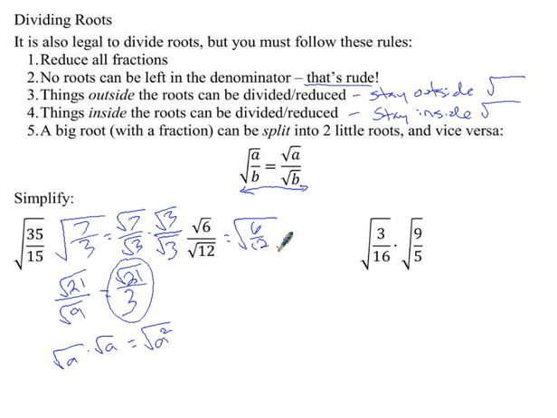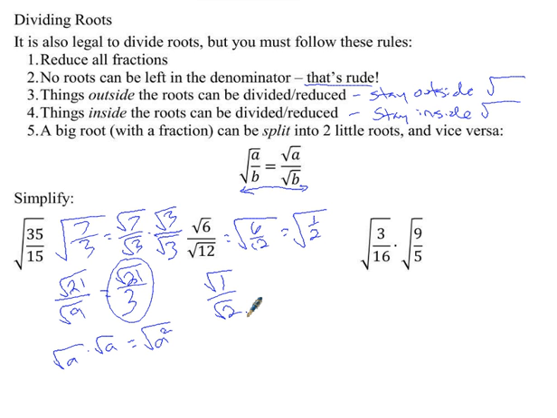What could I do to that 6/12? Reduce it. Yeah, what does it turn into? 1/2. So now I have a big square root of 1/2. That just makes my numbers a little bit easier to work with. Now I'm going to go back. I'm going to undo this big square root and turn it into two little square roots. When I do that, I have the square root of 1 divided by the square root of 2.